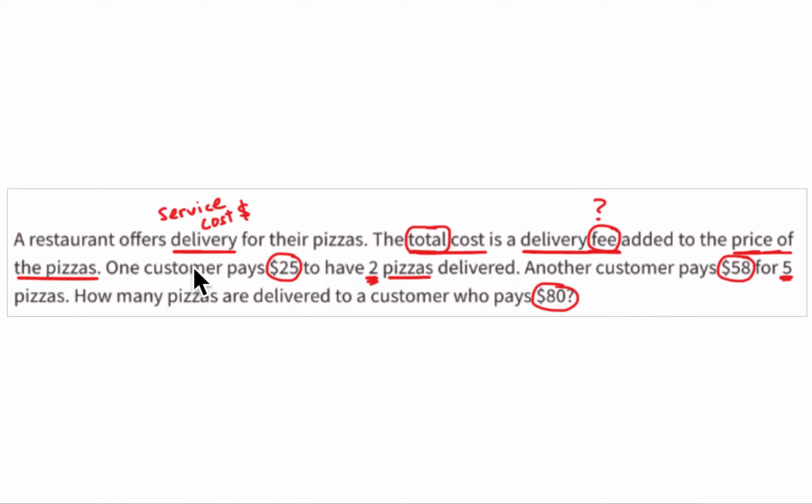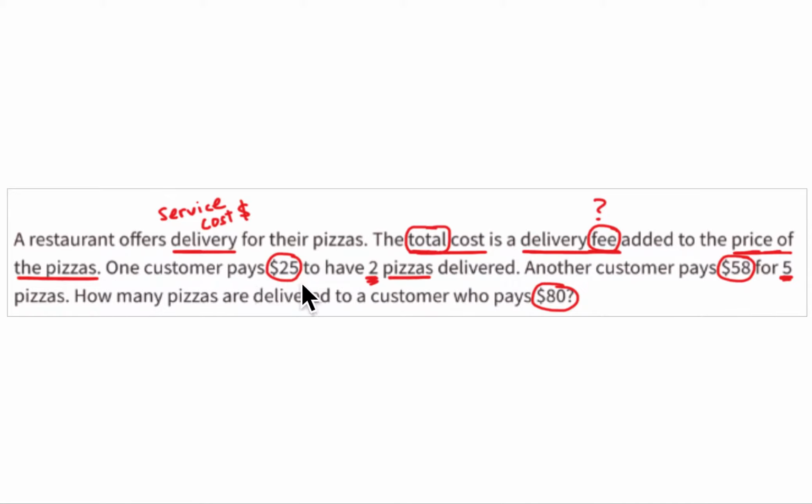So a restaurant offers delivery for their pizzas. They say, you order some pizzas from us, we'll deliver them. But there's a cost. There is a delivery fee. So they're offering you a service and they're charging you for that fee. And the total cost is the delivery fee added to the price of the pizzas.